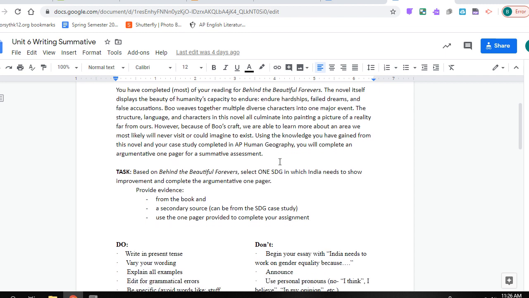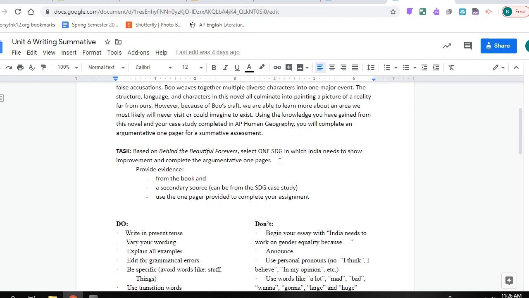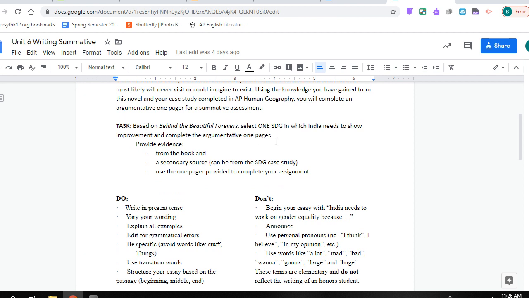Using the knowledge you've gained from this novel and your case study completed in AP Human Geography, you will complete an argumentative one-pager for summative assessment. All right, so your task, based on Behind the Beautiful Forevers, select one SDG in which India needs to show improvement and complete the argumentative one-pager. So you'll provide evidence from the book and a secondary source. All right, so this can come from your case study you guys are doing. You don't have to do any additional research. And then you're going to use the one-pager provided to complete your assignment. Let me say this. Your text evidence from the book should be direct quotes, and this can be paraphrasing.